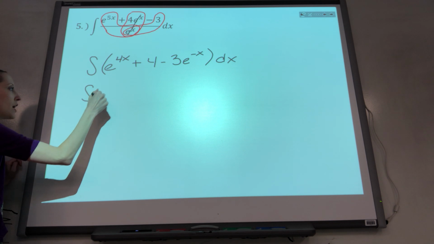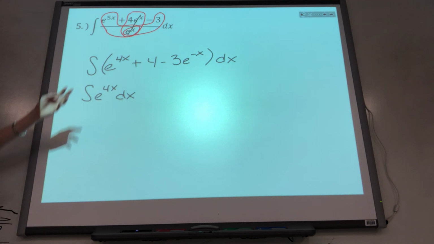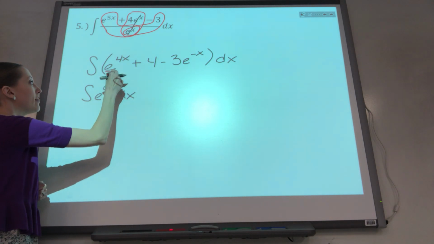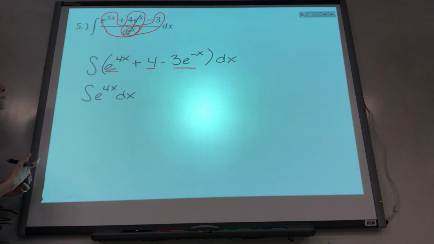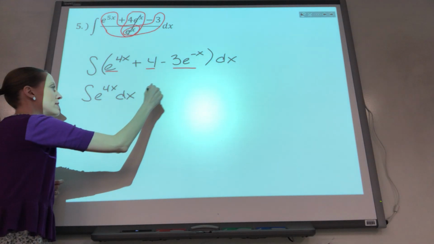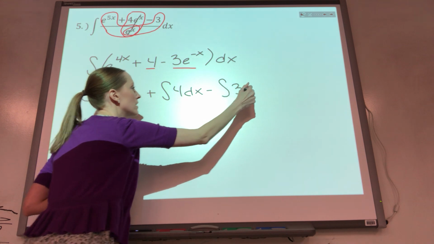So again, I'm showing each little step here. You may not have to show this part, but we're going to integrate that and that and that with respect to x. So let me just show you what that would look like.